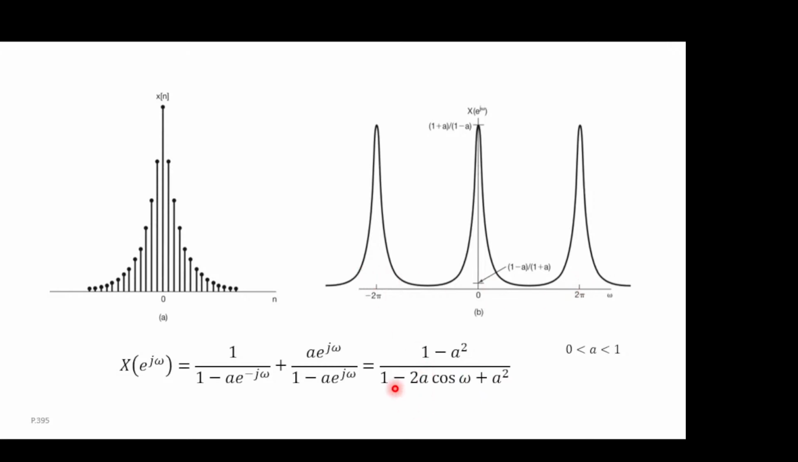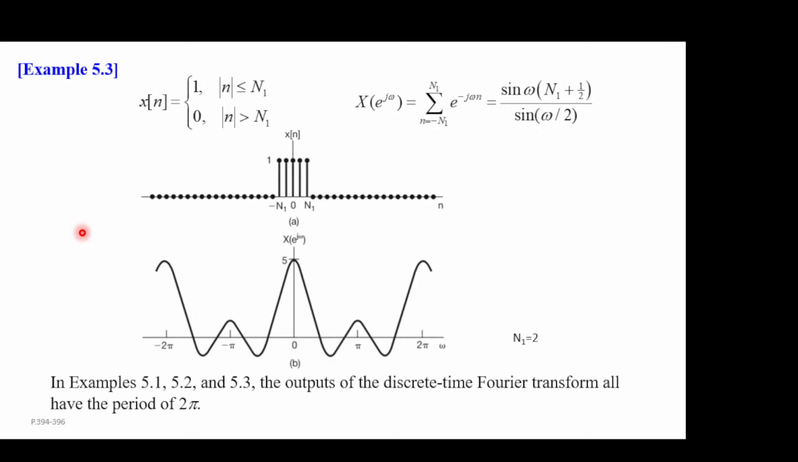Because you are minus 2a, which is negative, times this cosine omega, so you want cosine omega to be large. Then you are subtracting more things on the lower part, so the whole thing will be bigger, etc. Okay, so here is an example, and we have another example.